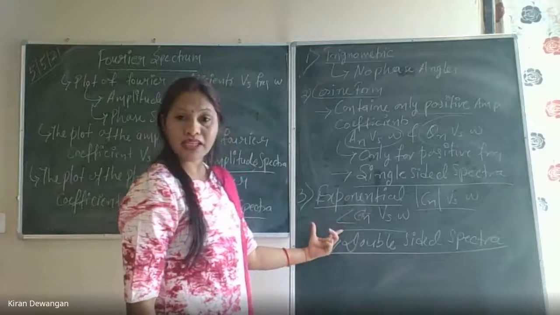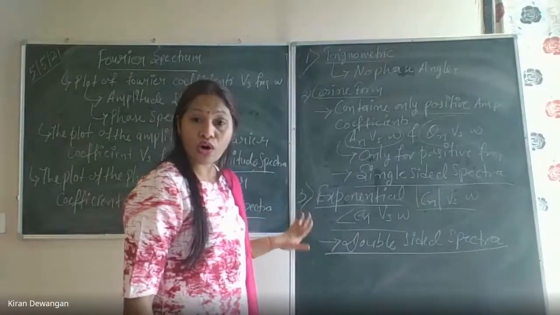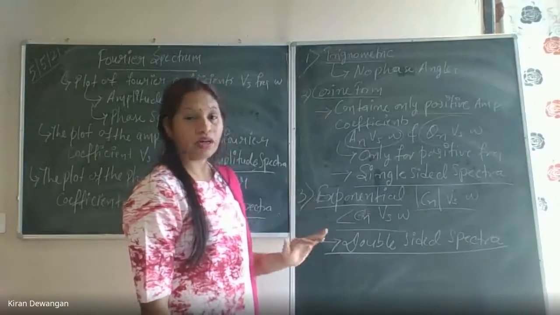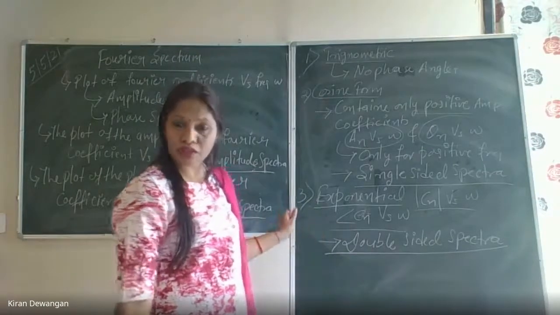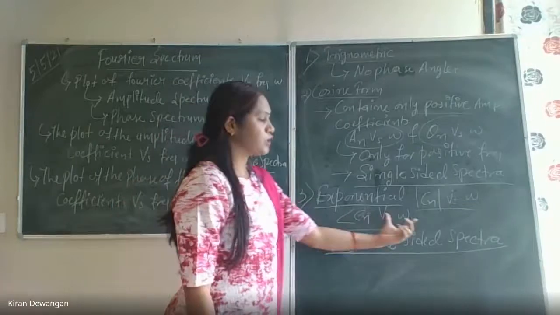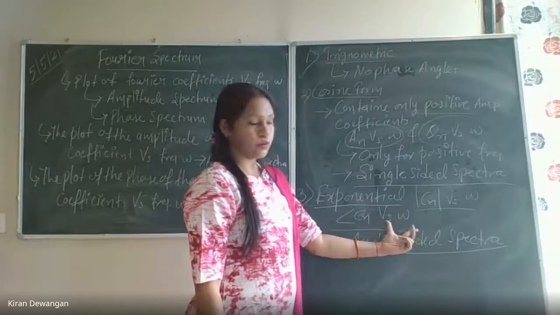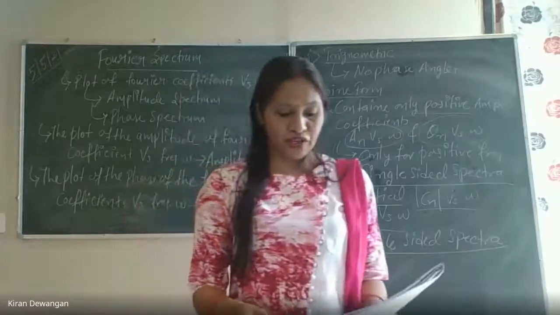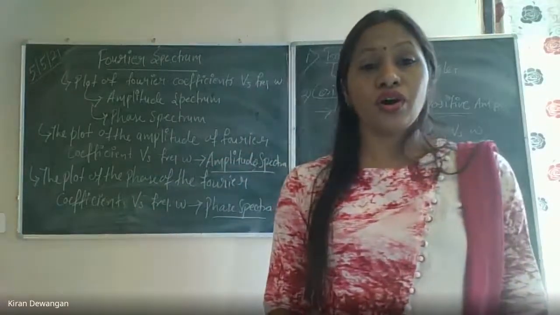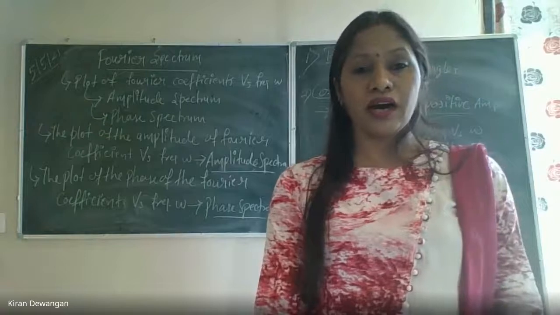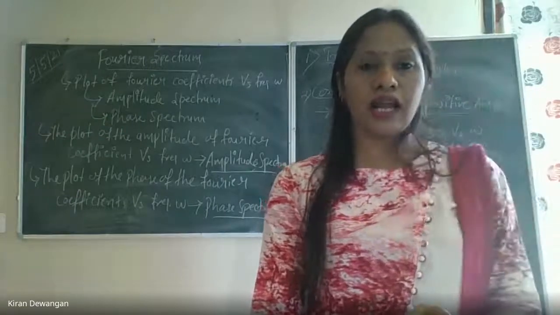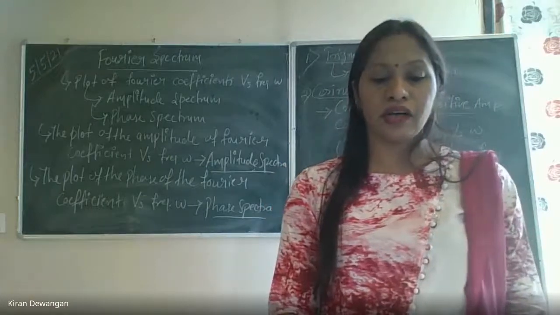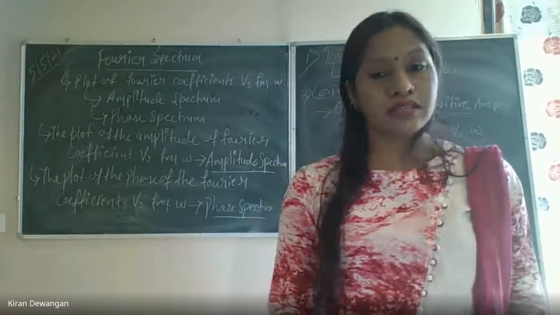Both plots can be easily plotted here, for both positive and negative values of frequency, and hence this is known as the double sided spectrum. And as we all know, the amplitude spectra are symmetric about the vertical axis, and the phase spectra are antisymmetric about the vertical axis. Done.